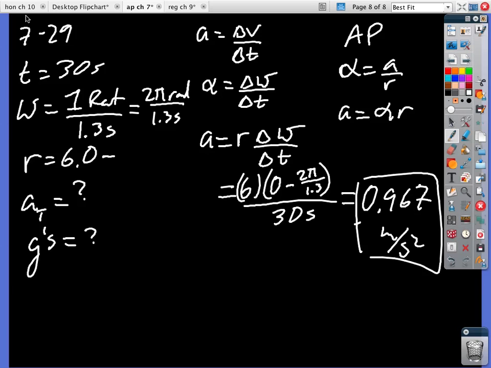So here we see we have to convert omega from rotations per second to radians per second. We see that acceleration is delta v over delta t. Alpha is delta omega over delta t. We know that alpha is a over r, or in fact, a is alpha r. A equals alpha r. So then I just take this alpha calculation, stick it in there, and I get this. A is r delta omega over delta t, and that gives us our acceleration during that process.